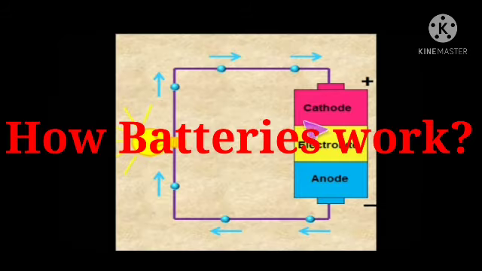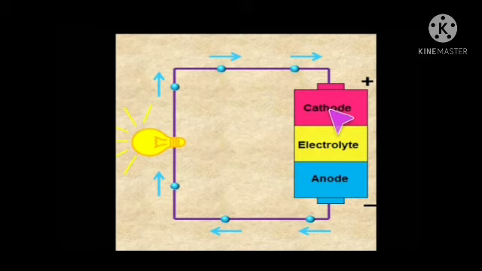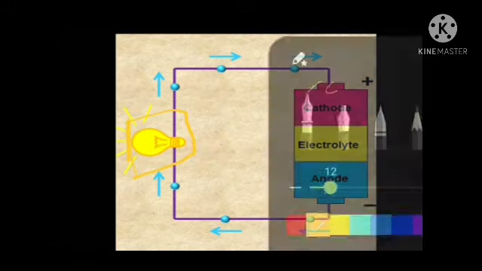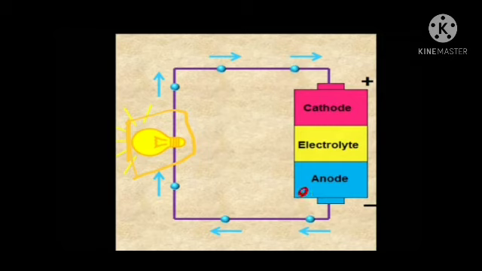So batteries have three parts: an anode, a cathode, and an electrolyte. The cathode and anode, the positive and the negative sides at either end of the traditional battery, are hooked up to an electrical circuit. The chemical reaction in the battery causes a buildup of electrons at the anode, that means the negative side. This results in an electrical difference between the anode and the cathode.